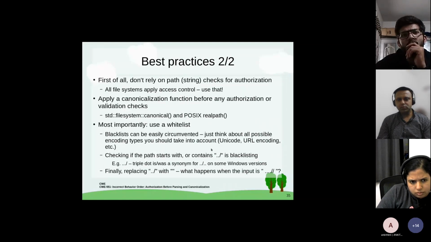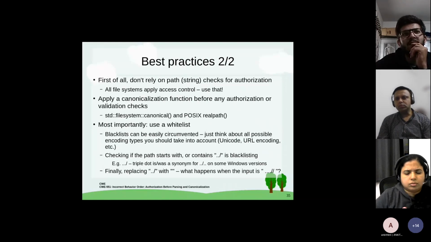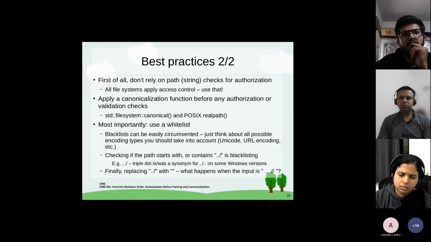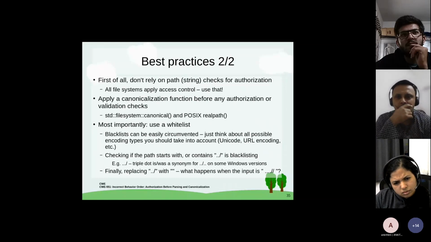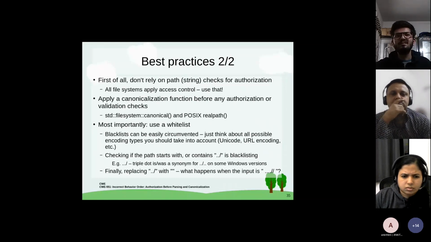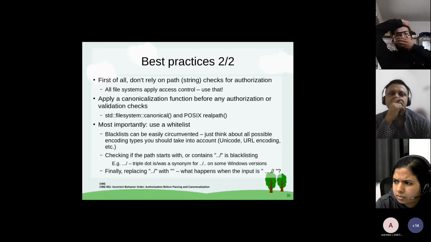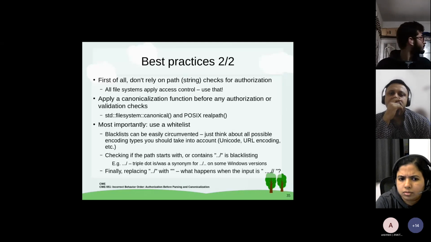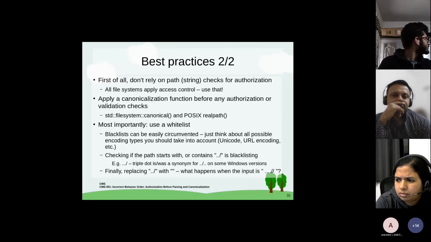Another general file best practice would be, first of all, don't rely on path checks for authorization. All file systems apply access control, so use that. Canonicalization functions could also be really useful. And most importantly, use a whitelist instead of a blacklist, because a blacklist could be easily circumvented. Just think about all the possible encoding types that you would have to blacklist and take into account, like Unicode, URL encoding, etc.